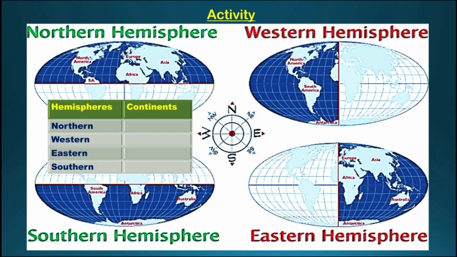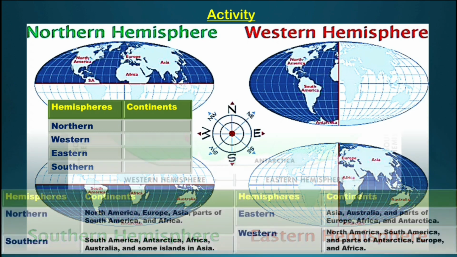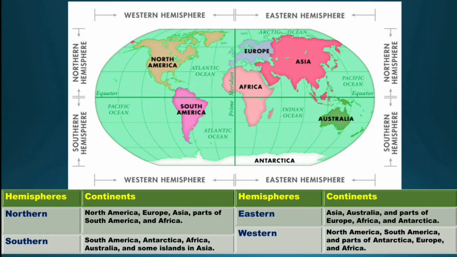As you have learned well about the hemispheres, here is an activity for you. You have to fill this table based on this picture. Observe this picture clearly and find out what continents are present on each hemisphere and fill this table. Hope you have observed the map clearly and found out these answers.